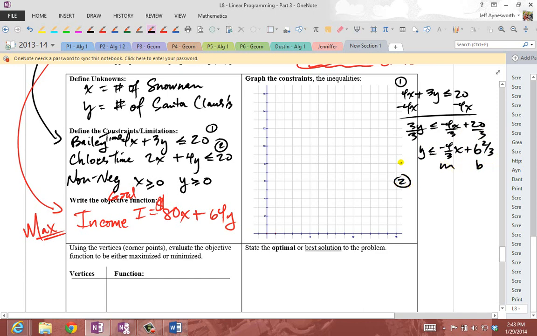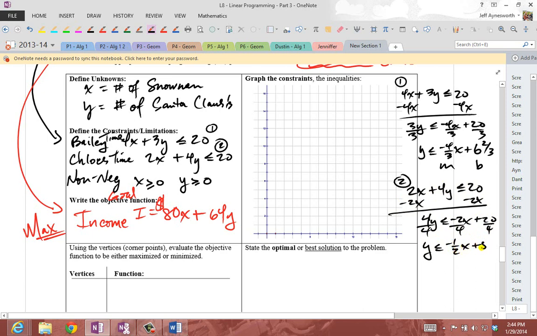Now, before I graph, I look at the other one. I got 2x plus 4y is less than or equal to 20. After subtracting 2x, I get 4y is less than or equal to negative 2x plus 20. Divide by 4 on everything. Simplify, and you get y is less than or equal to negative 1/2 x plus 5. So already I see my slope here and a y-intercept here.